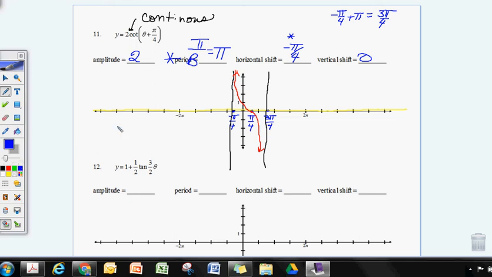But you know what? I'm supposed to do that one before it too. So I need to take that -pi over 4 and subtract pi and figure out that that's going to be -5 pi over 4.